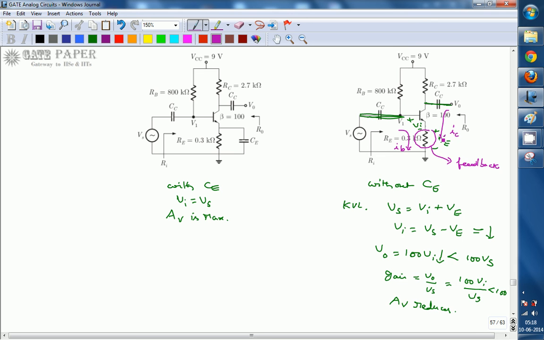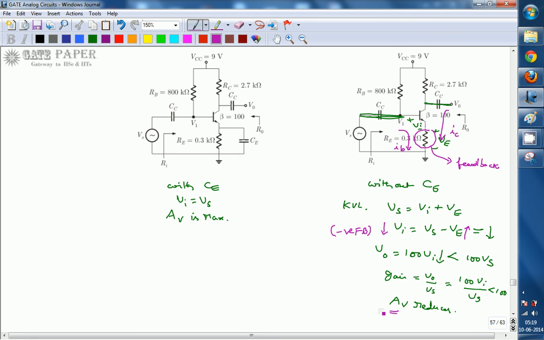Remember that a feedback is introduced whenever CE is disconnected. As the feedback IC increases, the voltage drop across this Re increases. As the voltage drop across Re increases, the effective input signal is reducing. Look at this one: as VE increases, Vi is going to reduce. That implies the type of feedback is negative feedback. By introducing negative feedback, AV is going to reduce. In this way also you can think: voltage gain reduces by using negative feedback.